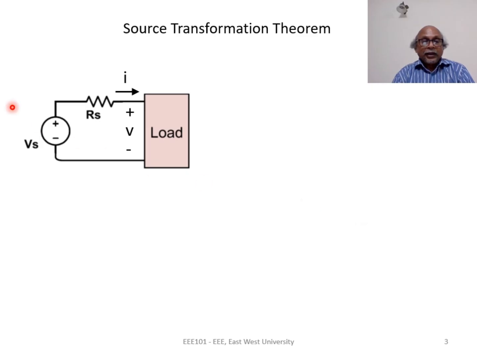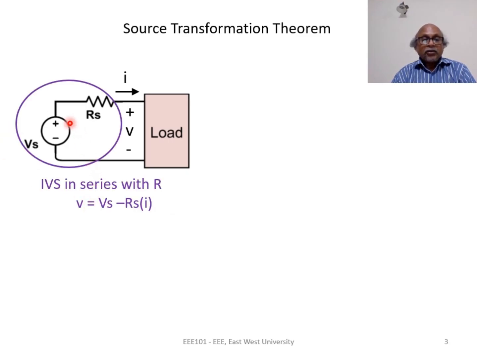We consider an ideal voltage source Vs in series with a resistance Rs, and we are interested in the terminal characteristics of this combination, that is the relationship between V and I at the terminal of this series combination. Writing KVL, we can write V is equal to Vs minus RsI. In this case, we see that the terminal voltage V does depend on the current I. This voltage V is not independent of the current I.